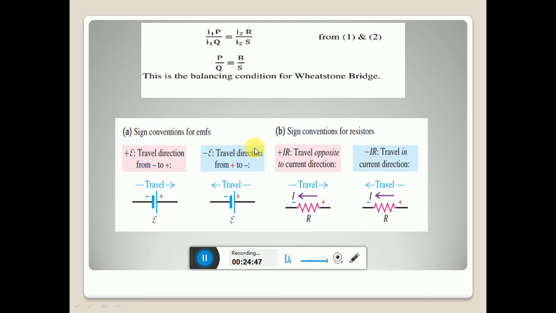Once you start traveling according to these sign conventions, we have to apply them till the end of that calculation. We are not supposed to change these sign conventions in the middle of the calculation. To understand these calculations clearly, we can see one example.